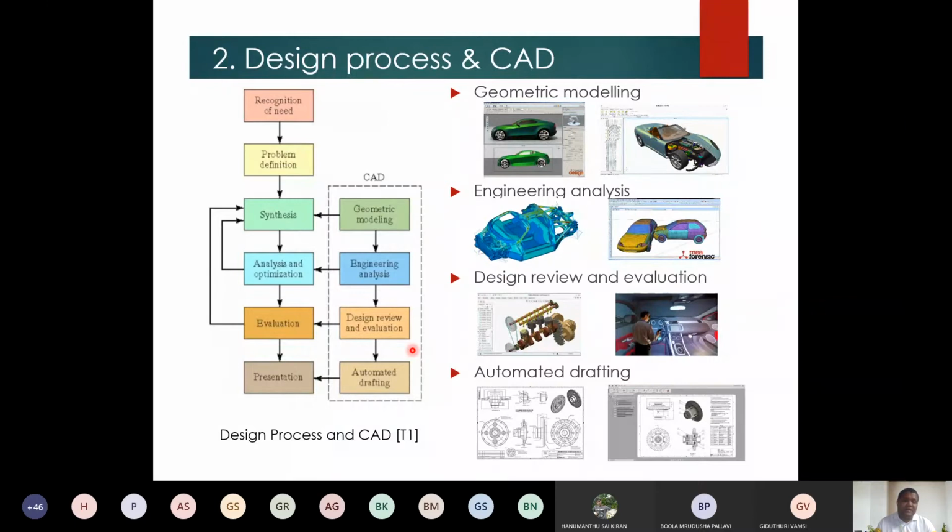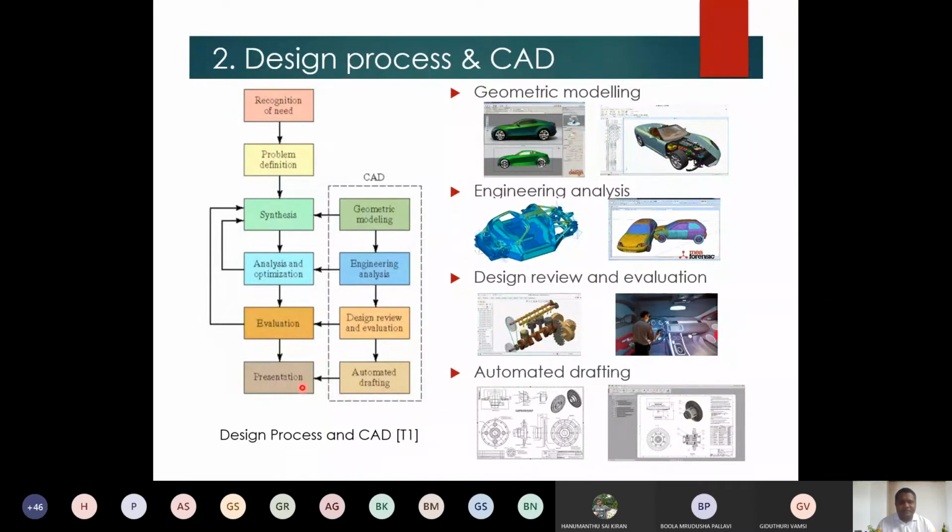Different tools are available, which are automated drafting. These help you automatically generate different types of isometric views. You already know different types of drawings, and all these help the production engineer for manufacturing purposes. So from the 3D model, it takes the 3D model and then converts it into 2D drafts.